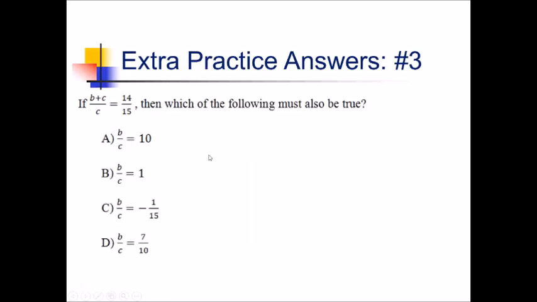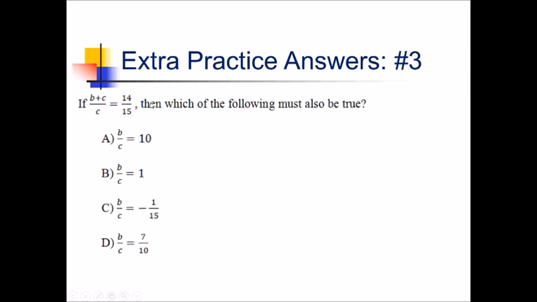For this multiple choice question, we're given that b plus c over c equals 14 over 15. And we want to know which of these is true. So these are all statements where we have b over c equaling something. So this is kind of a mess. You might be wondering, how do I even proceed here? So probably the easiest way to go about this is to just cross multiply and hope for the best.